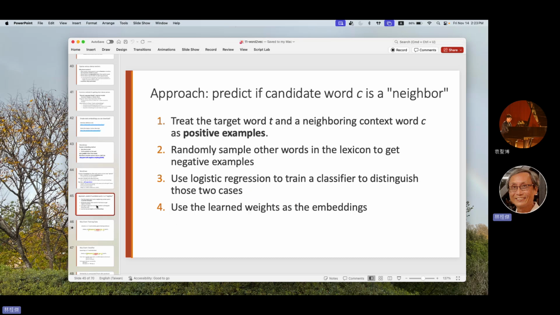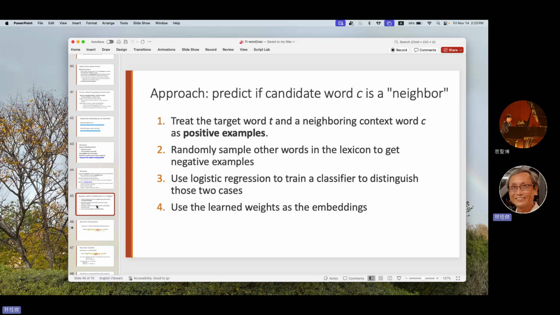Word2vec is not for humans to be doing something by hand. Okay, so the approach is this. For each word, there is something that we call a candidate word. Is it a neighbor or not? Suppose your word is T, the word that you want to find a specific location for, and you have a neighboring context word C. In your original model, you would assume that these two are either close to each other or not. So if you have two words, originally you assume that they are close to each other.